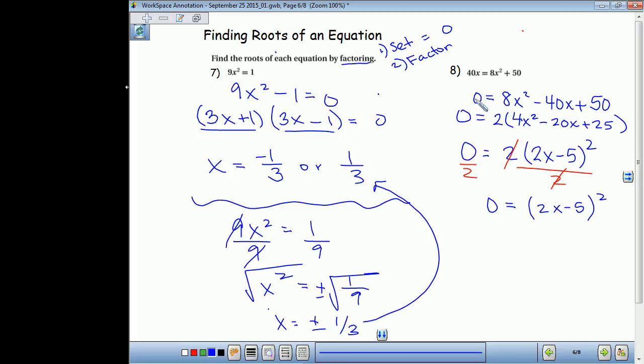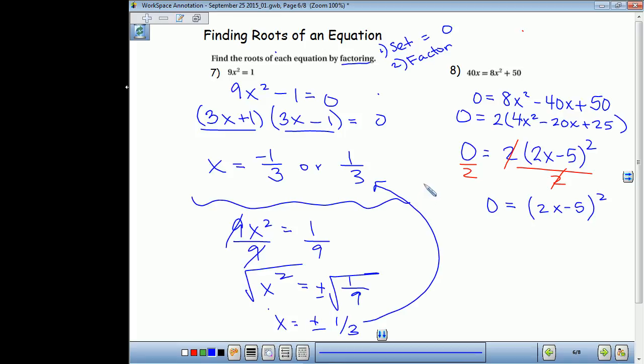Now, if this were a y equals, we couldn't just make that 2 go away. Because that 2 would represent a vertical stretch, wouldn't it? That 2 would be important. But this isn't a function, it's just an equation. So that 2 can be divided out, and we don't have to worry about it. It's gone. But if it were a function, we couldn't just get rid of it. It would have an importance.